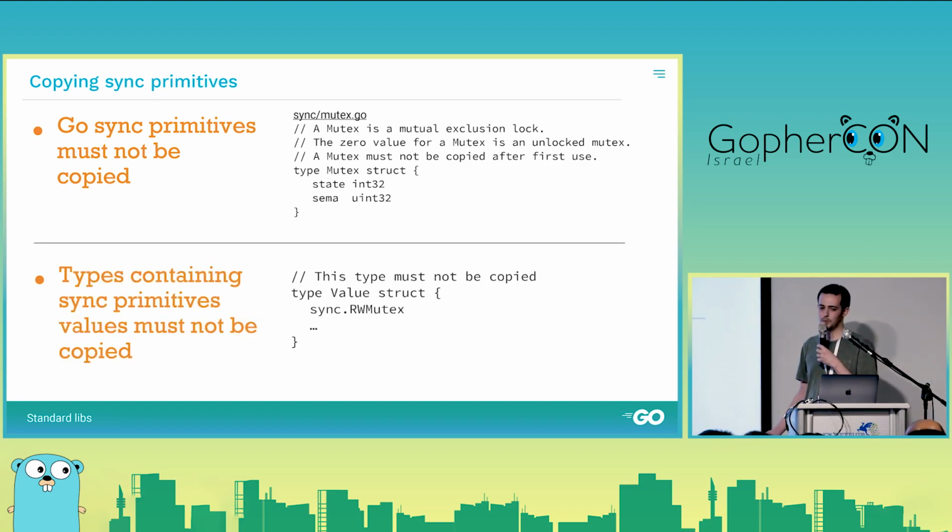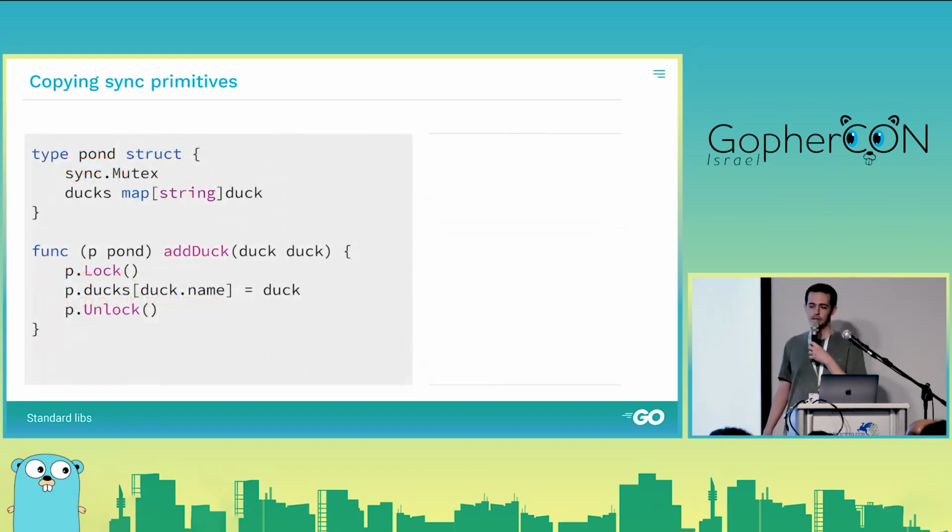And types containing sync primitives must not be copied. So in this example, we have a struct called value, and it embeds an RWMutex. If you copy the value, you also copy the mutex. This example illustrates a bug, which I think is quite common. This bug may be tricky. I would like to start with a short story.